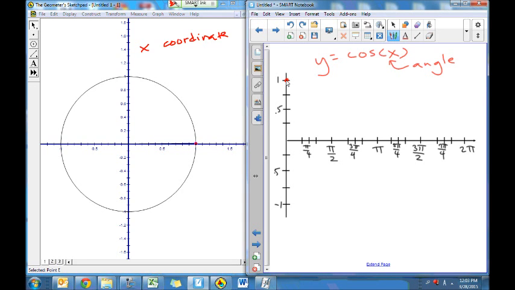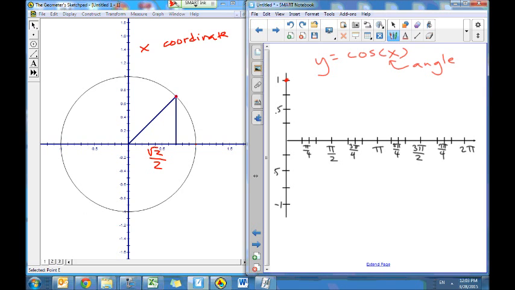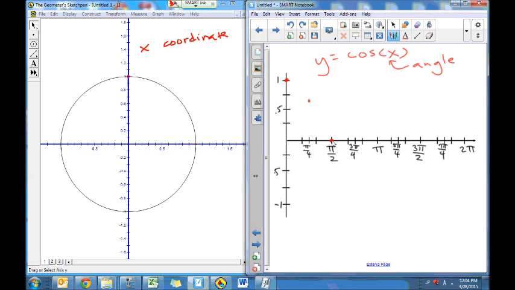The cosine of 0 is 1, which is a good anchor point for the cosine of x, that it'll cross the y-axis at 1. Okay, if I go up here at pi fourths, this is root 2 over 2. So the graph here at pi fourths is about right here. Okay, if I keep going at pi halves, the x-coordinate is 0. So I'm down here at pi halves, it crosses the x-axis.